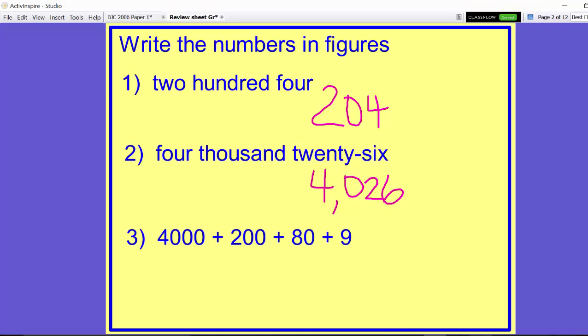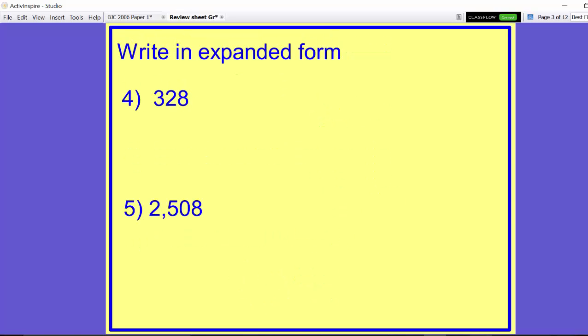Number 3, this is an expanded form, so we just simply go 4,289. Moving on. Write in expanded form. So now we're going to expand the number that they gave us in figures. So that's going to give us 300 plus 20 plus 8.